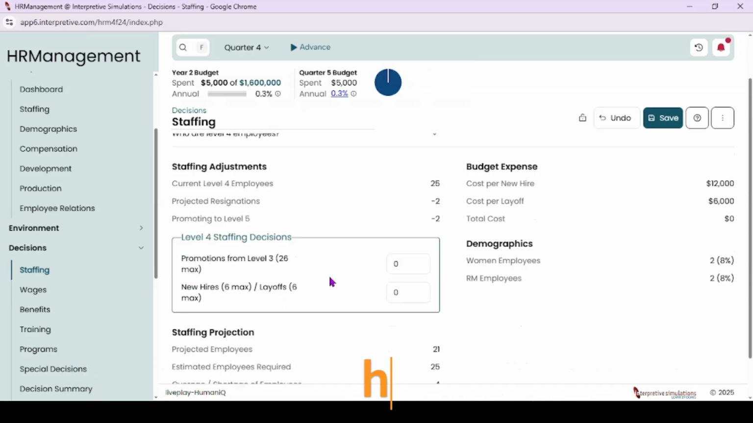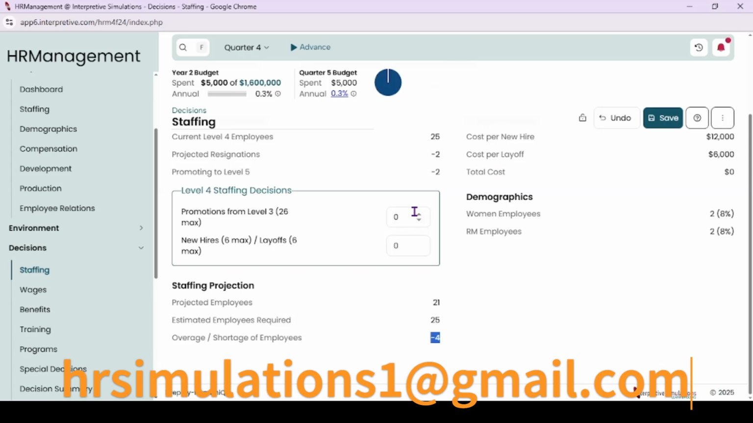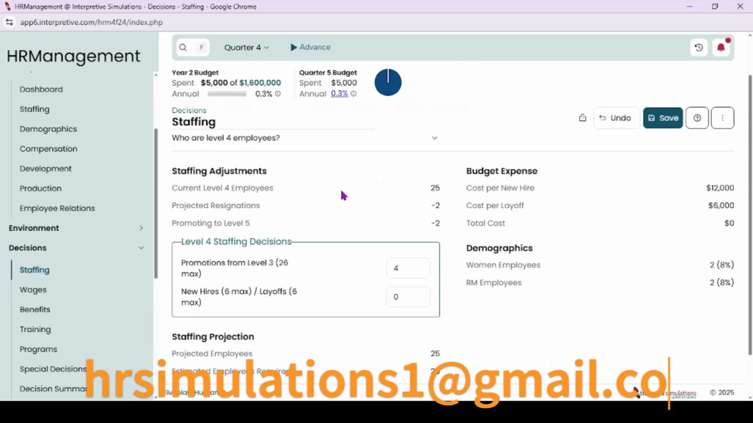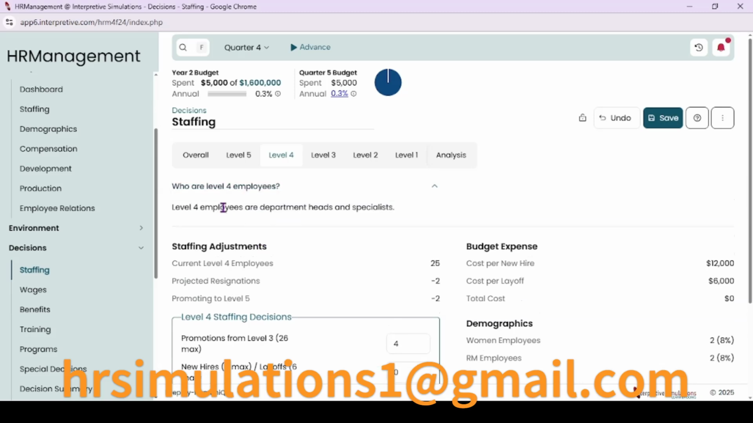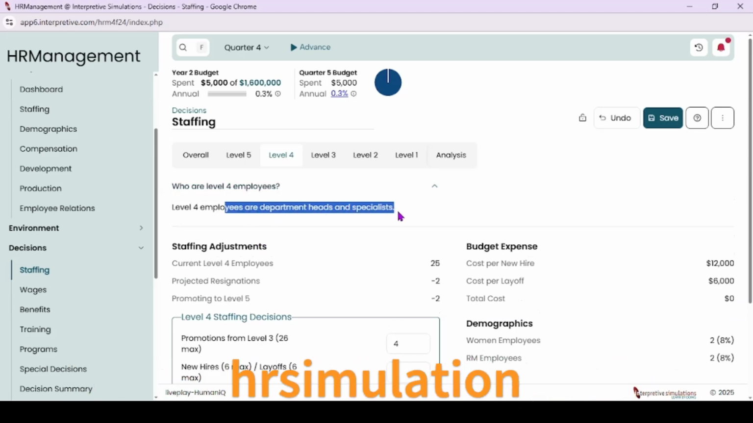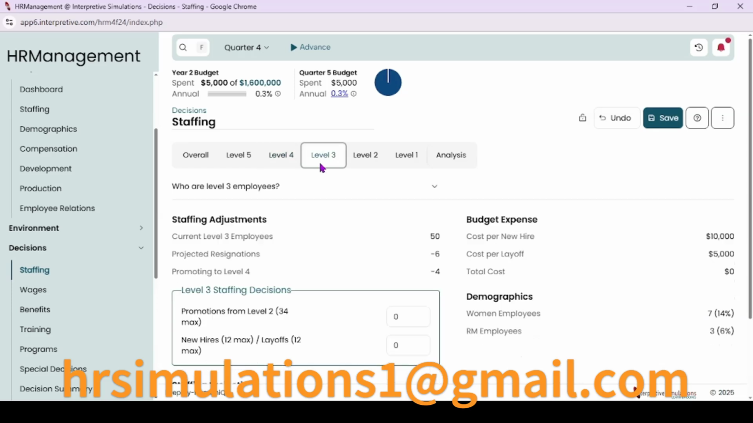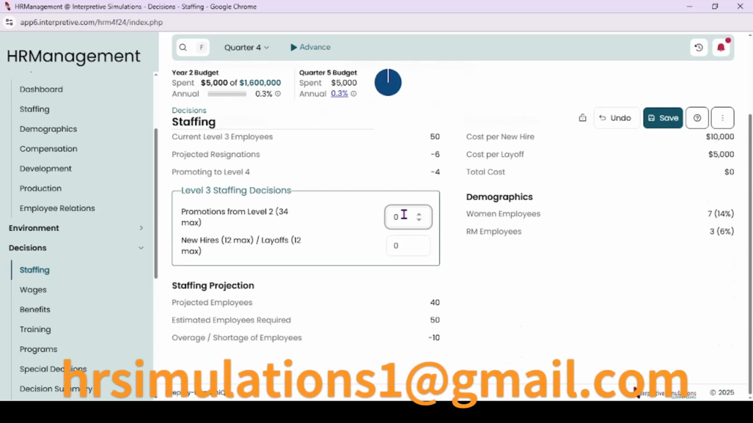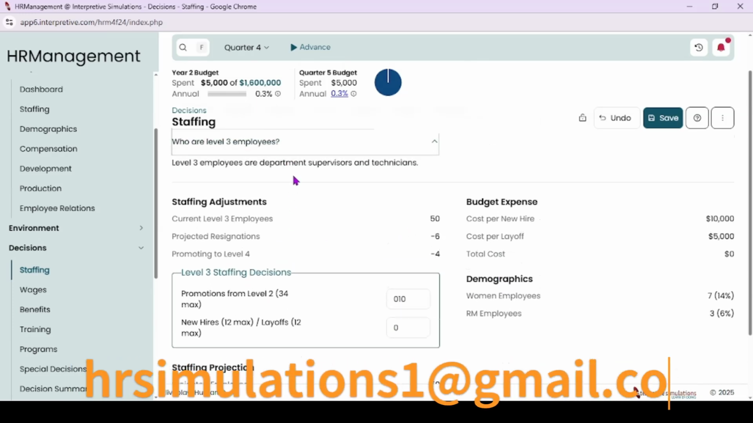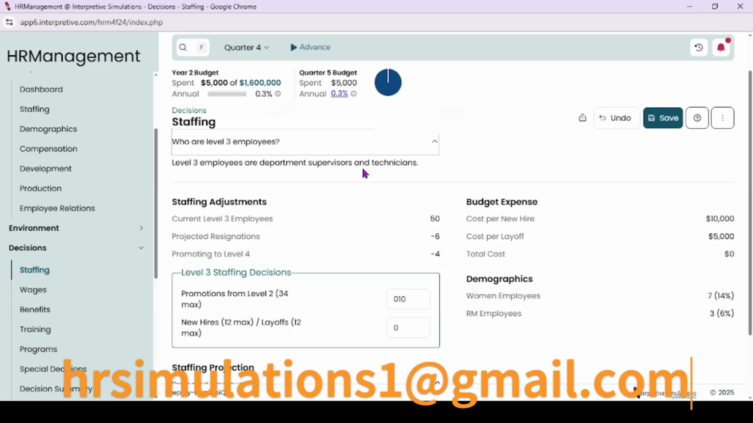For level 4, you can see we have a shortage of 4, so we are going to hire only 4 workers so that they can come from level 3 to level 4. And remember that level 4 employees are the department heads and the specialists. Next is level 3. You can see that we have a shortage of 10, so we're just going to promote 10 more from level 2 to level 3. And level 3 employees are the department supervisors and technicians.